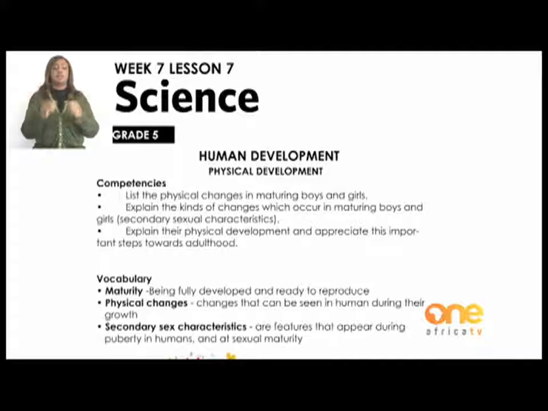Our vocabularies are maturity, being fully developed and ready to reproduce. Physical changes, these are changes that can be seen in humans during their growth. Secondary sex characteristics are features that appear during puberty in humans and sexual maturity.